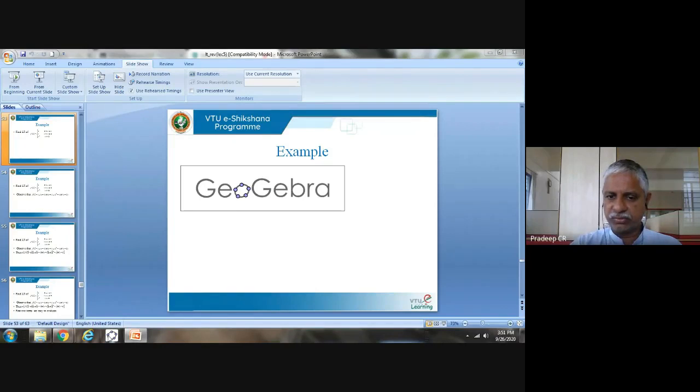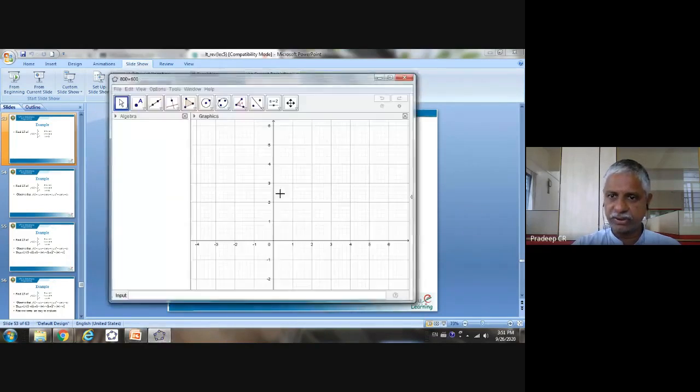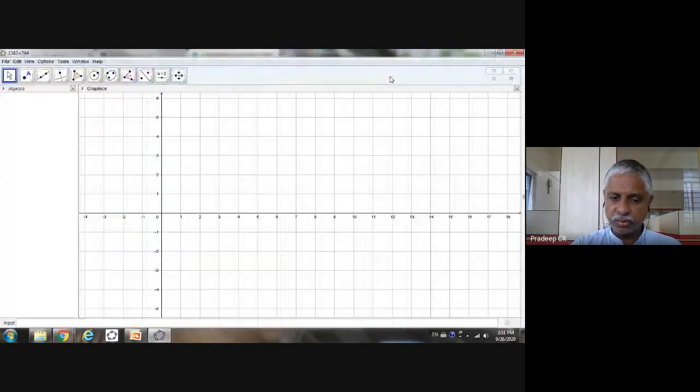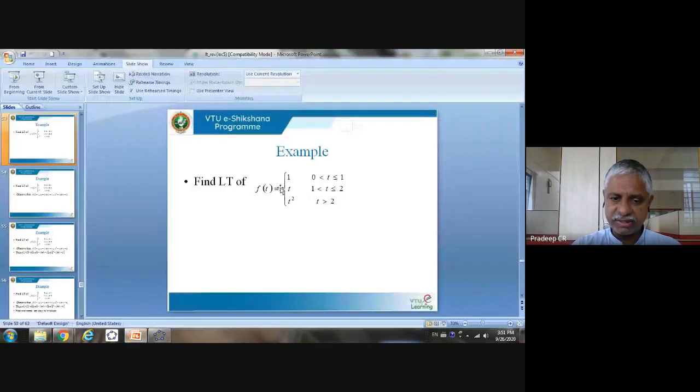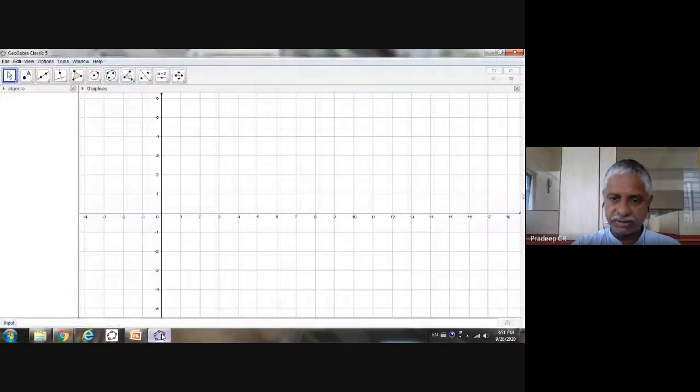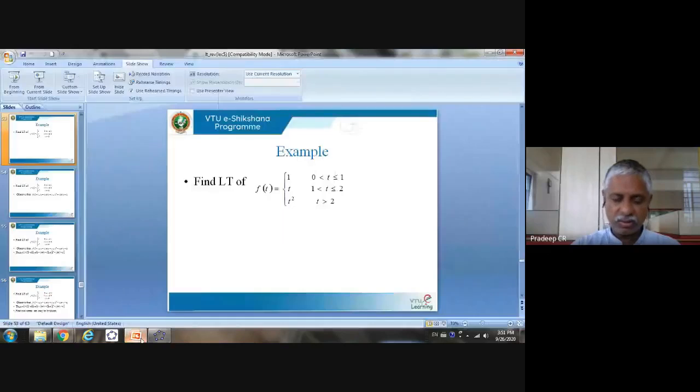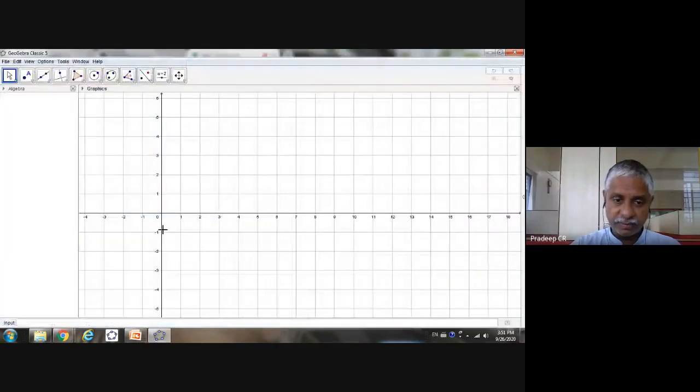The computer is slow, so it takes time to load this GeoGebra. This is a very interesting graphing calculator. You can, of course, put it on your computer or on your mobile. So this function f of t is 1 between 0 and 1. I will not spend too much time, I will quickly draw this graph. Between 0 and 1, including 1, excluding 0, the function is 1. So that means from here to here, including 1 and excluding 0, the function value is 1.